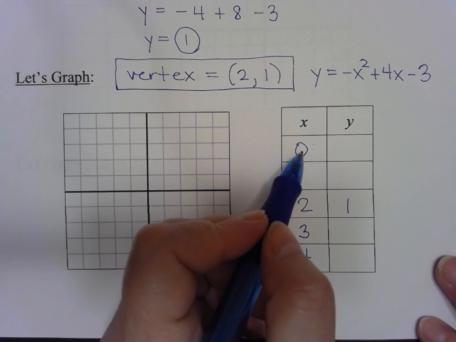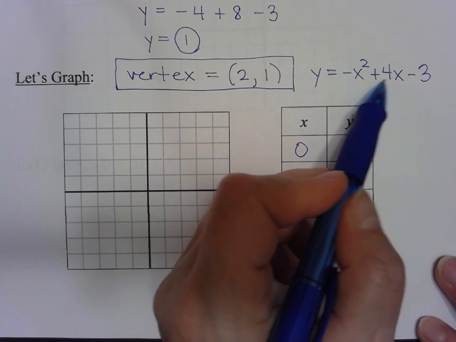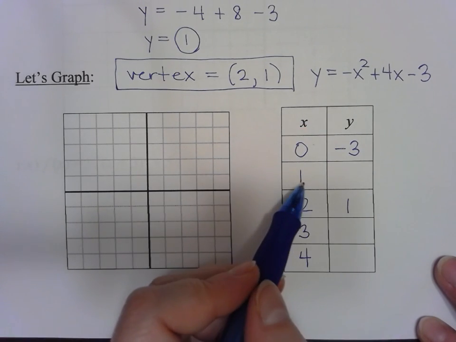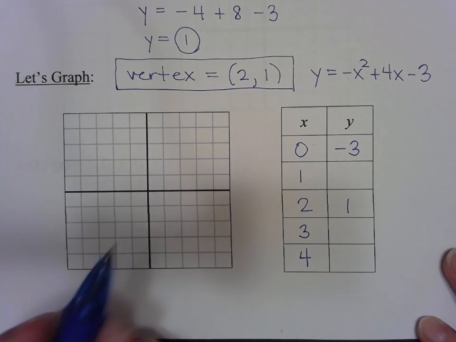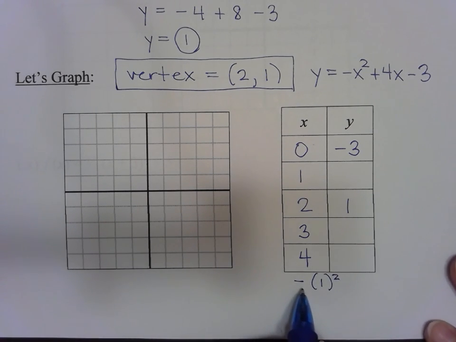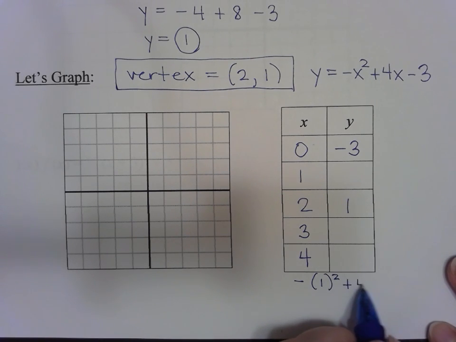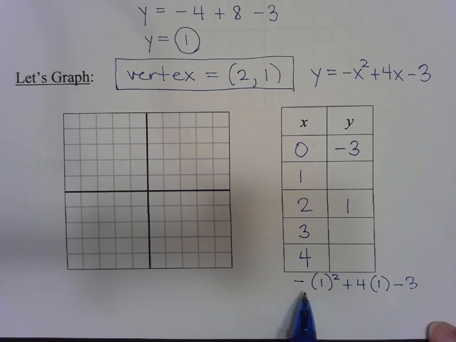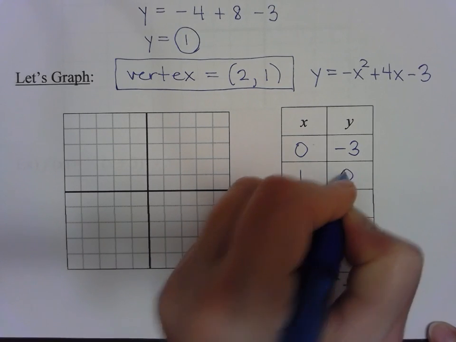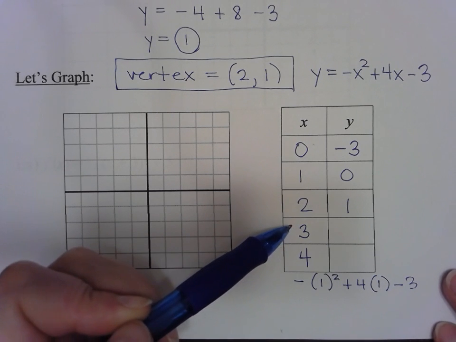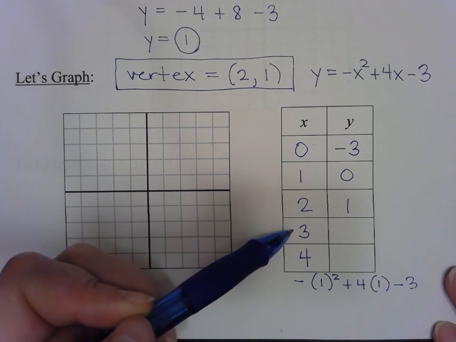Okay, so if I plug in 0, I'll have 0 plus 0 minus 3. If I plug in 1, let me write it down the bottom. I'll have -1 squared. Notice the negative's on the outside. Plus 4 times 1 minus 3. So that's -1. And -3, that's -4 plus 4. That's 0.